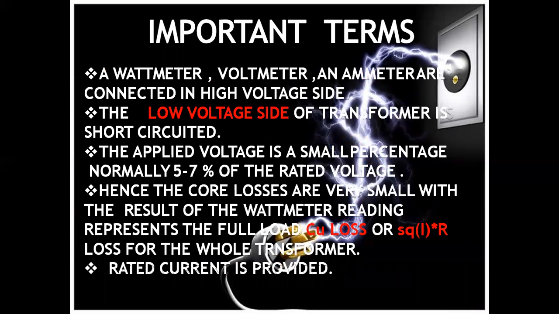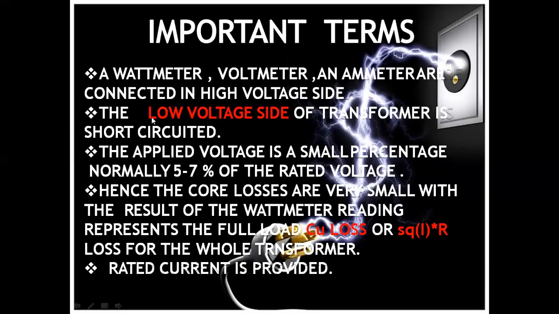The short circuit test is performed at rated current. At rated voltage, the open circuit test is done. At rated current, the short circuit test is done in order to find the entire copper loss of the transformer.